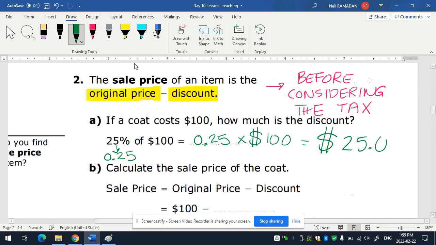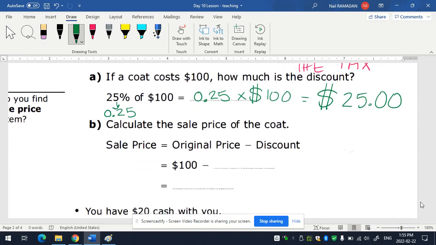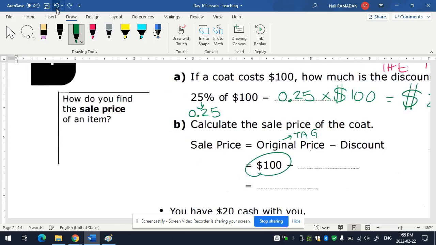25. So that means what? Off of the $100 original tag price, you get to save, or not pay, $25. So obviously, the sale price would be the original tag price, which is the 100, minus the 25. And I really don't care if you write the two zeros. They didn't even write them here, so why should I expect you to write them?